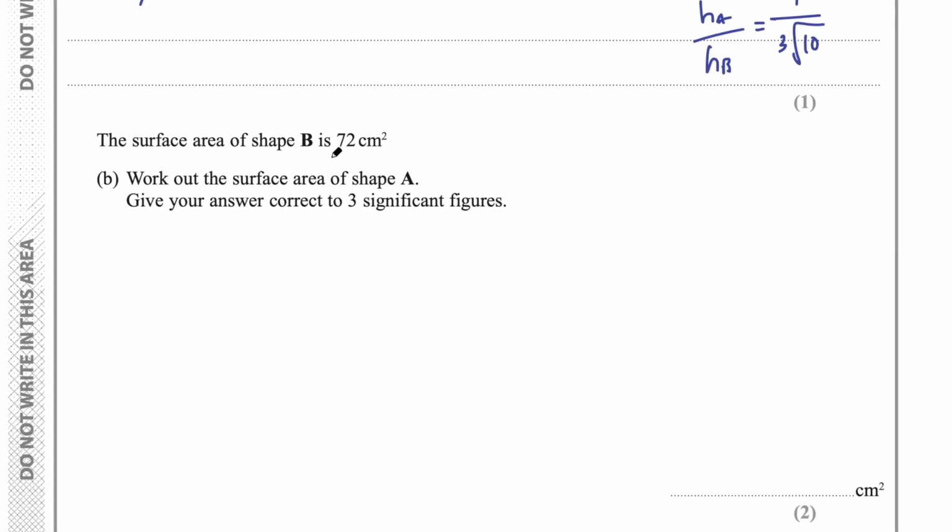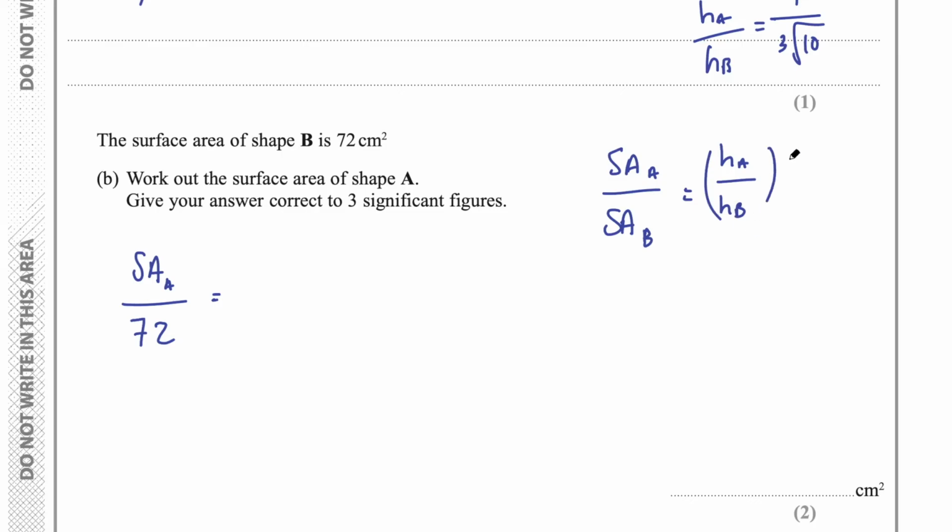Part B says the surface area of shape B is 72 centimeters squared. Work out the surface area of shape A. Give your answer correct to 3 significant figures. Okay, so again, we need to use ratios for this. So we're looking for the surface area of A. The surface area of B is 72. And the ratio of the surface areas in relation to the height is similar to the volume, but this is the ratio of the heights squared, not cubed.